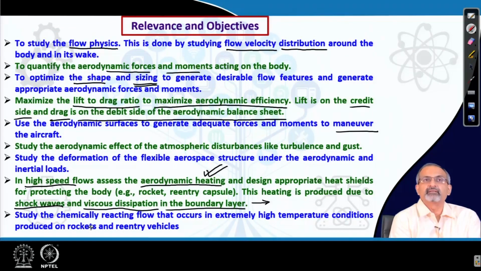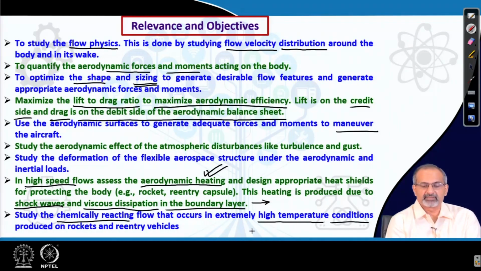High speeds can make the flow chemically react, and the extremely high temperature conditions produced on rockets and re-entry vehicles lead to chemically reacting flow, which also has to be taken into account.